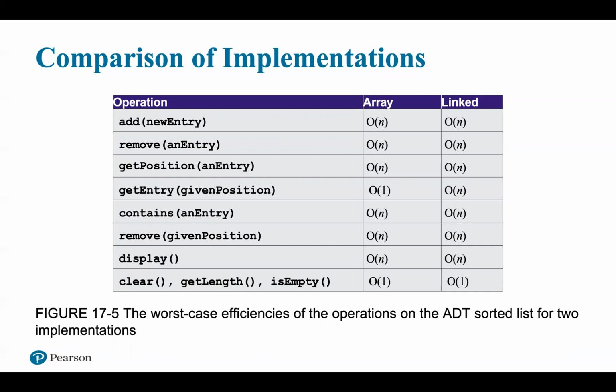When comparing implementations, you should realize that the worst cases can occur under different circumstances. For example, a worst case addition to an array-based sorted list occurs at the list's beginning, whereas for a linked implementation it occurs at the list's end.